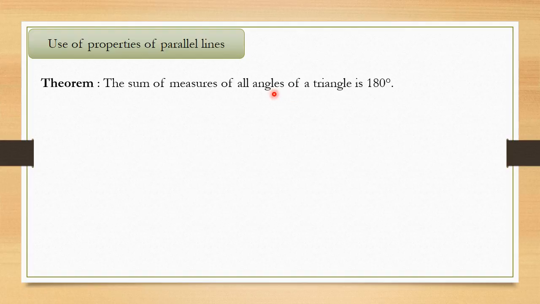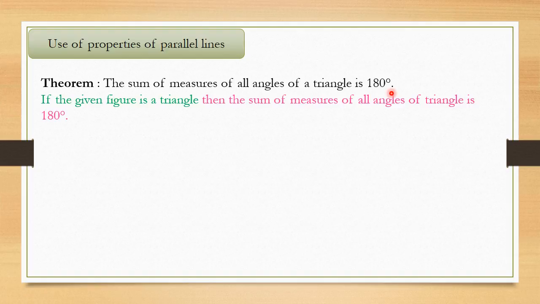So whenever there is a statement of the theorem, if we convert it into an if-then statement, then we will understand what is the given part and what is the to prove part. So I have converted it into an if-then statement. If the given figure is a triangle, then the sum of measures of all angles of the triangle is 180 degrees. So now you can easily tell which is the given part and which is the to prove part. So the given part is the if part. In the given part, it is given that the figure is a triangle.